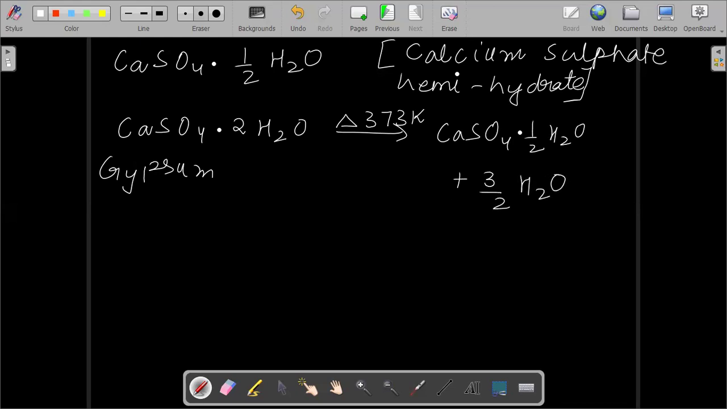Now this POP has a very good affinity for water. So if this POP powder is left open, it can react with atmospheric water molecules and get converted into gypsum. So airtight packing is required so that POP does not come in contact with air molecules. Got it?